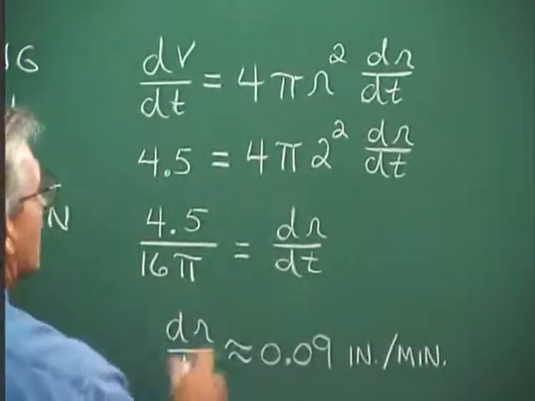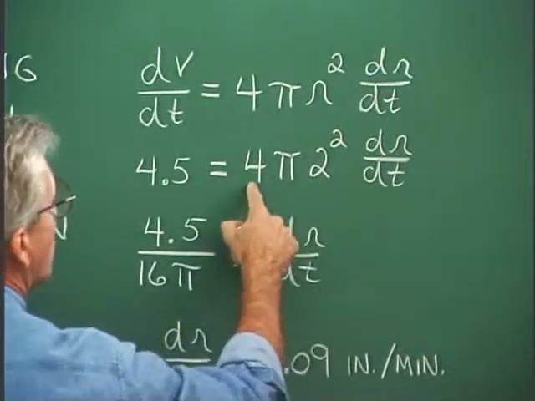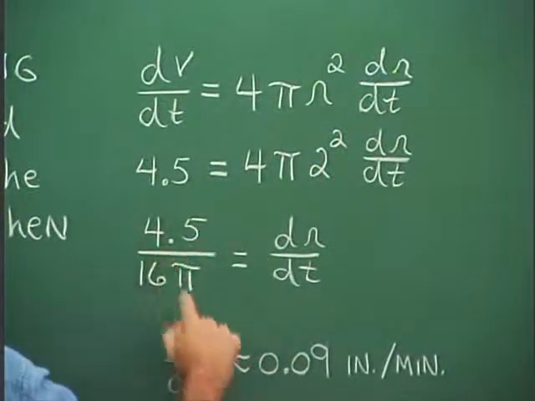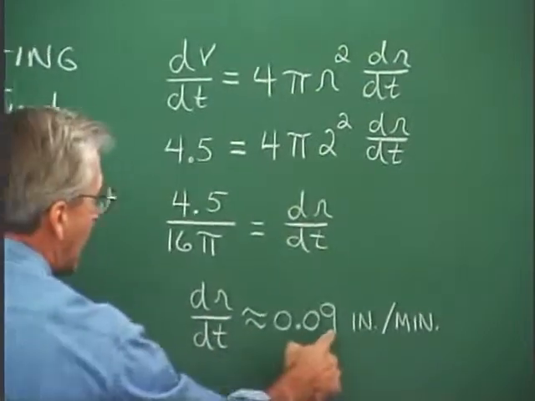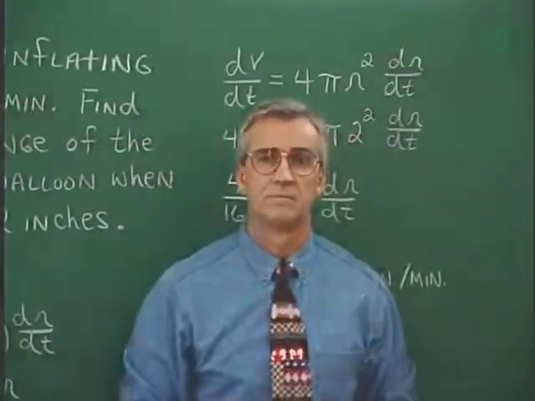Okay, so the 2 is popped in here for radius. 2 squared is 4. 4 times 4 is 16. This is 16 pi. Dividing on both sides by 16 pi, we get this. And we find that dr/dt is approximately 9/100 inches per minute at that moment in time.